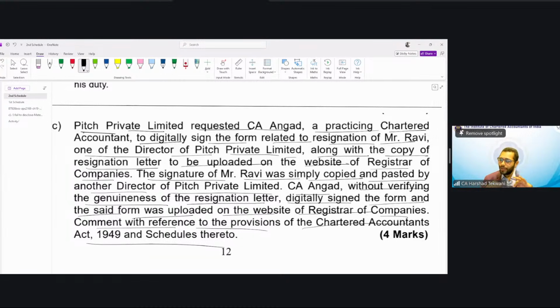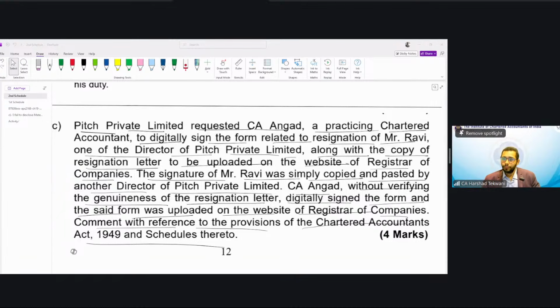Now, why did I choose this question? Because we are not talking about any audit. We are not talking about any particular financial number in this. But there is something which is being done, and accordingly, we need to understand what has gone wrong. So here, CA Angad has signed a particular director resignation form which was uploaded to the Registrar of Companies, but without verifying the genuineness of the resignation letter. Now, based on that, which clause do you think will be applicable?